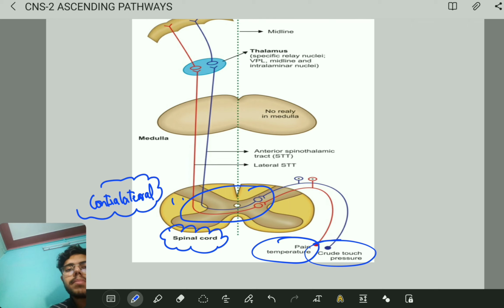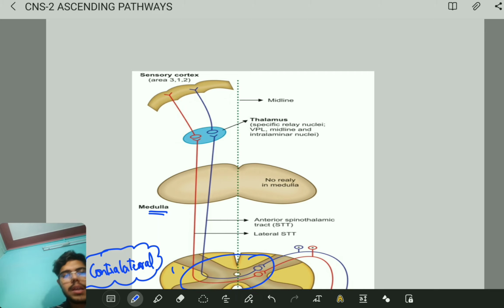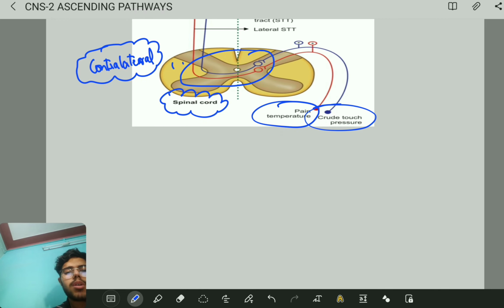Contralateral. Very important point. Please note down. And since the crossover occurs in the spinal cord, it moves up, and in medulla there is no crossover. It's not taking place in the medulla, and it is directly moving to the thalamus relay station. That's it. Right? And then it moves directly to the sensory cortex. This is your anterolateral system. Very simple.